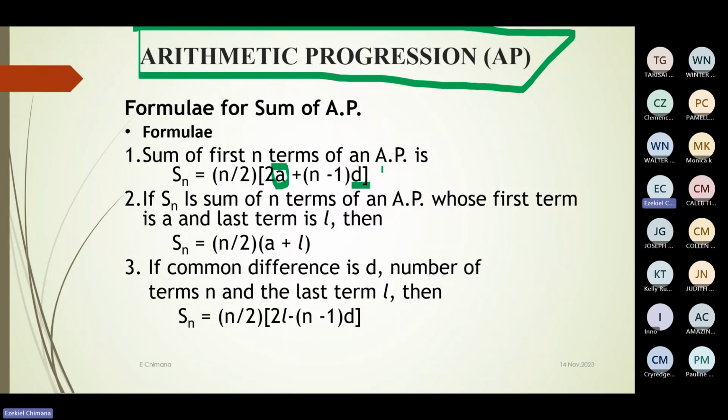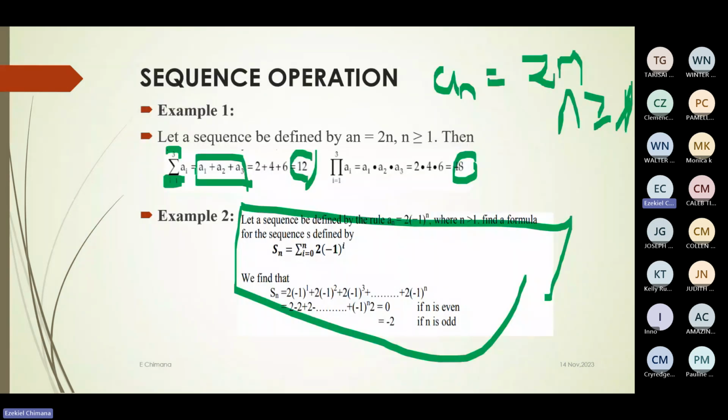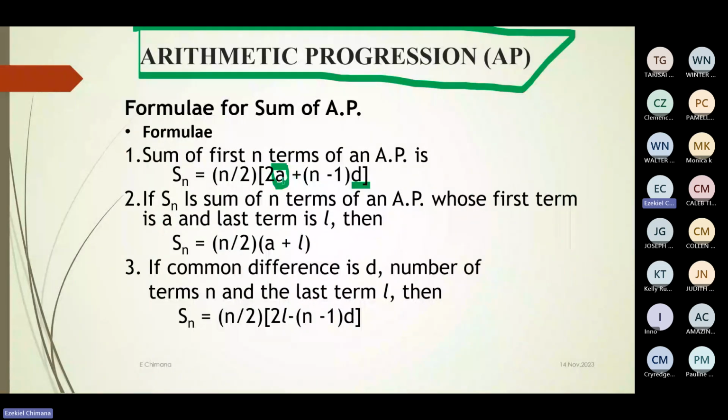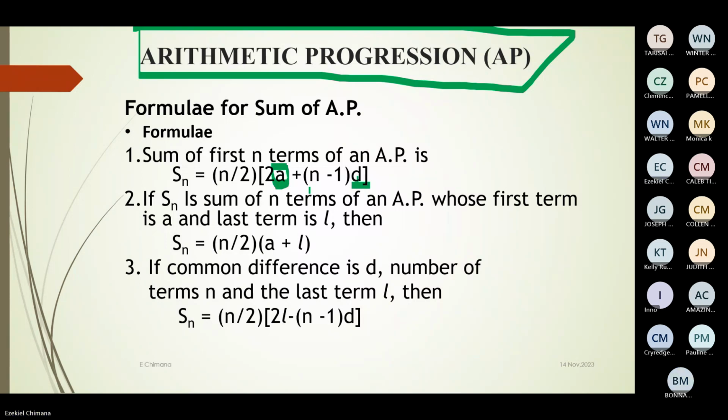So for you to find the sum to n, just like here, we're supposed to find the sum to 3, which means we want to sum the first 3 elements. Here maybe we want to sum the first 20 elements. What you need is the common difference as well as the first element. By having these two things, you can find the sum to 20 or the sum to n terms.